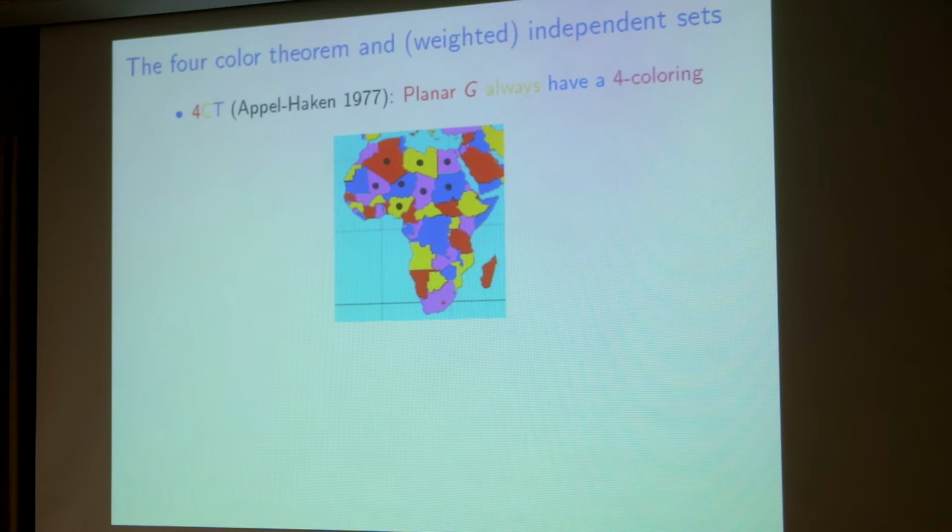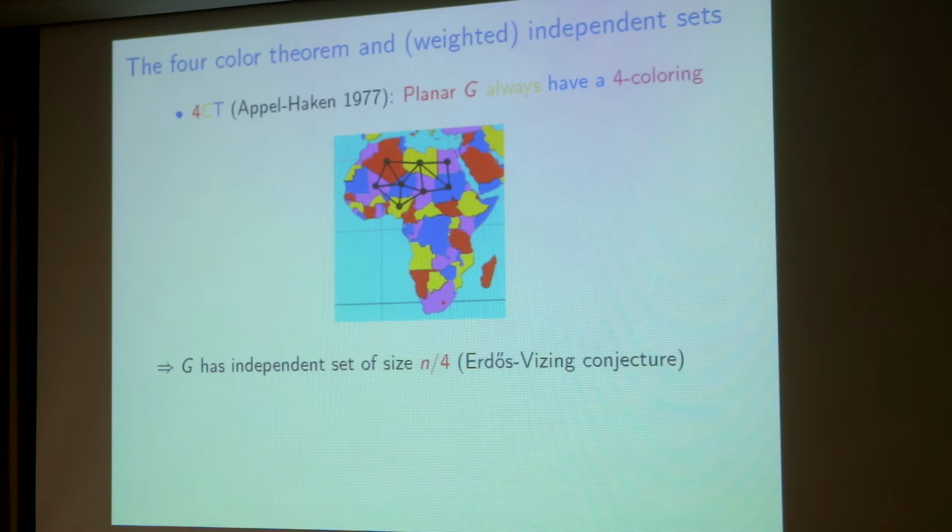So how do you model it in graph theory language? In every country you put a vertex, then 2 neighboring countries you join by an edge, and the graph that you obtain from a political map will be planar. Then the statement is that planar graphs are always 4-colorable. A particular corollary of the four-color theorem is that every planar graph has an independent set of size at least n over 4. Just take your largest color class.